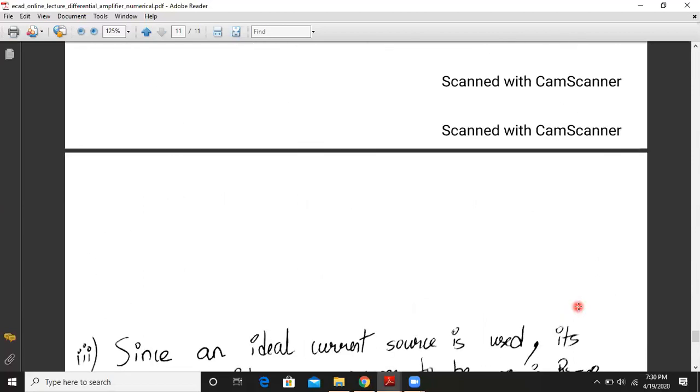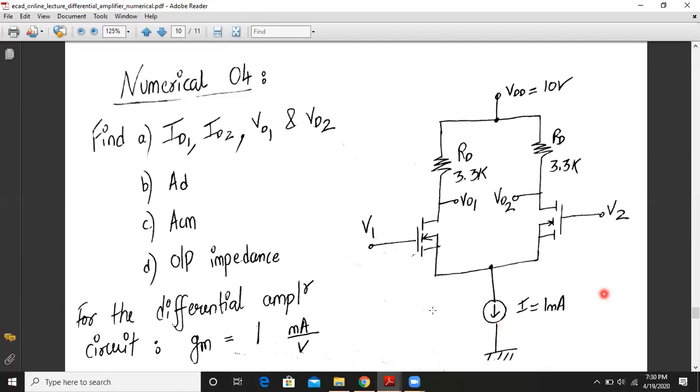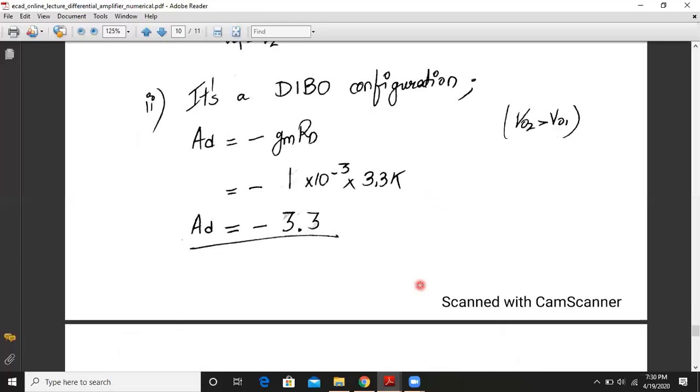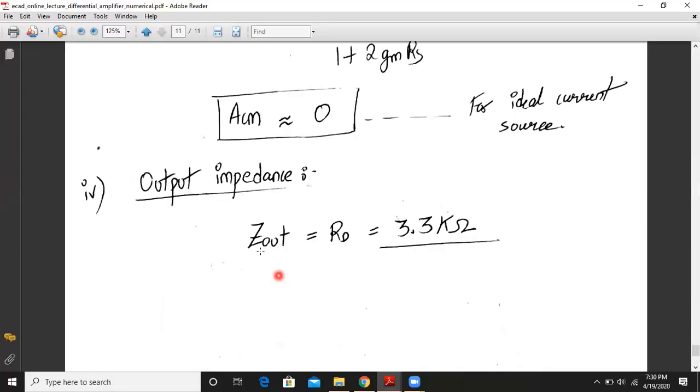And they have asked us to find lastly the output impedance of the circuit. Note, if we do the AC analysis, the output impedance will come out to be RD. So RD value is around 3.3K. So the output impedance of the circuit is RD, which is equal to 3.3K.